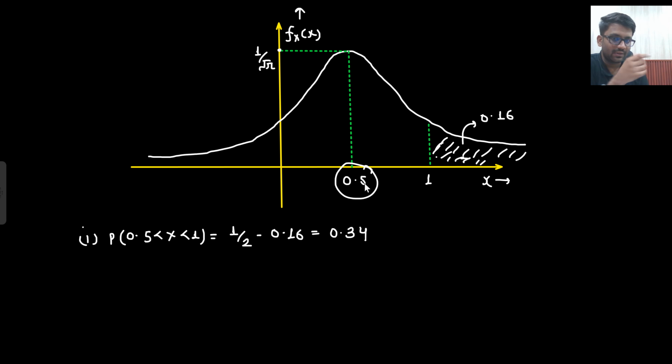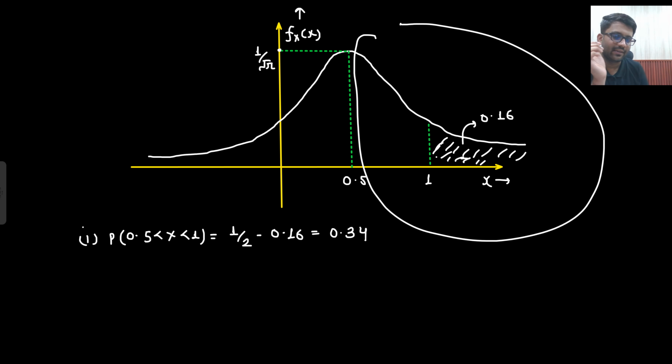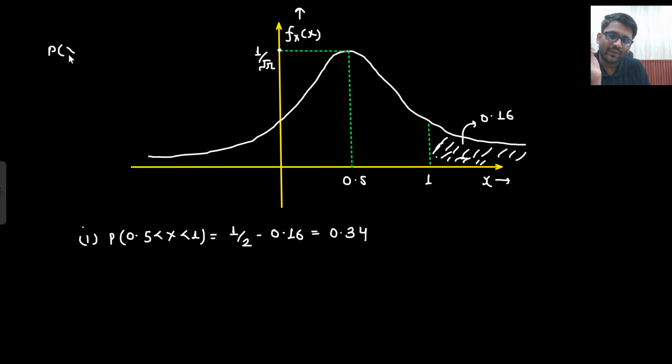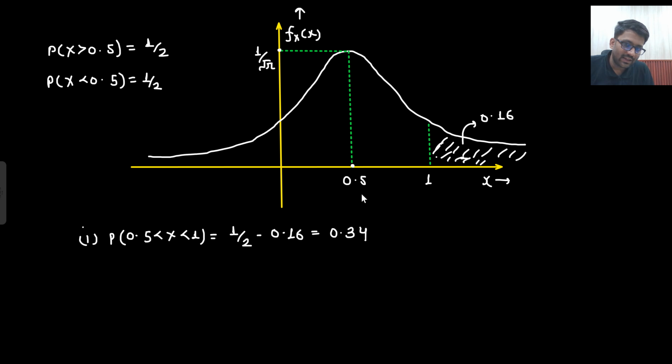This is the mean, no? From here till the end, you know that probability of x greater than 0.5 will be equal to what? 1 by 2. And probability of x less than 0.5, what would that be equal to? That would also be 1 by 2. Now I will tell you one more point. This 1 is 0.5 ahead of mean, right? So if your x is greater than 1, then the probability is 0.16.